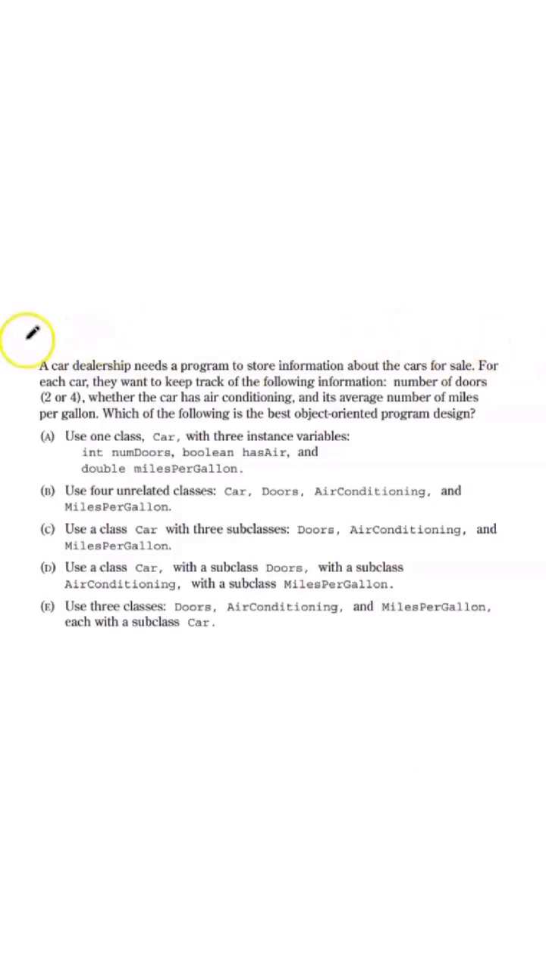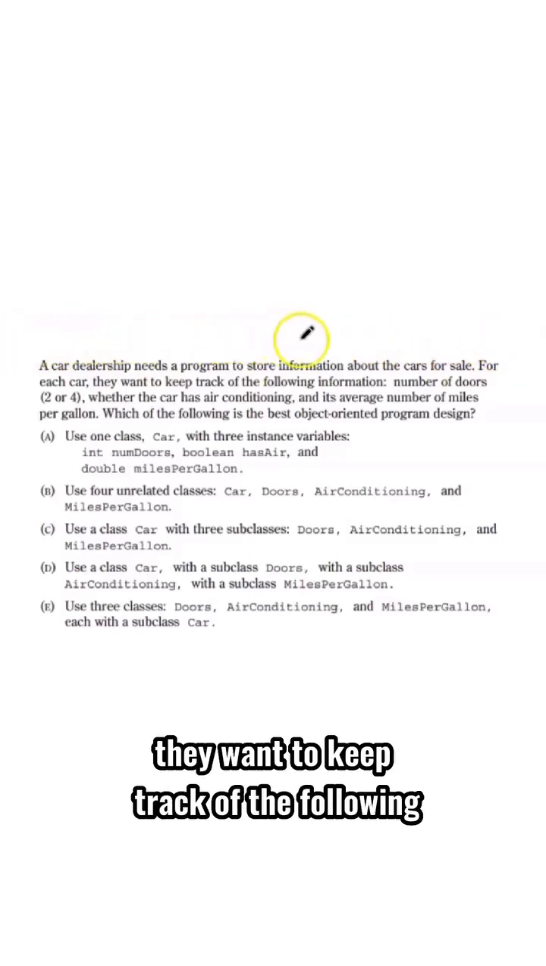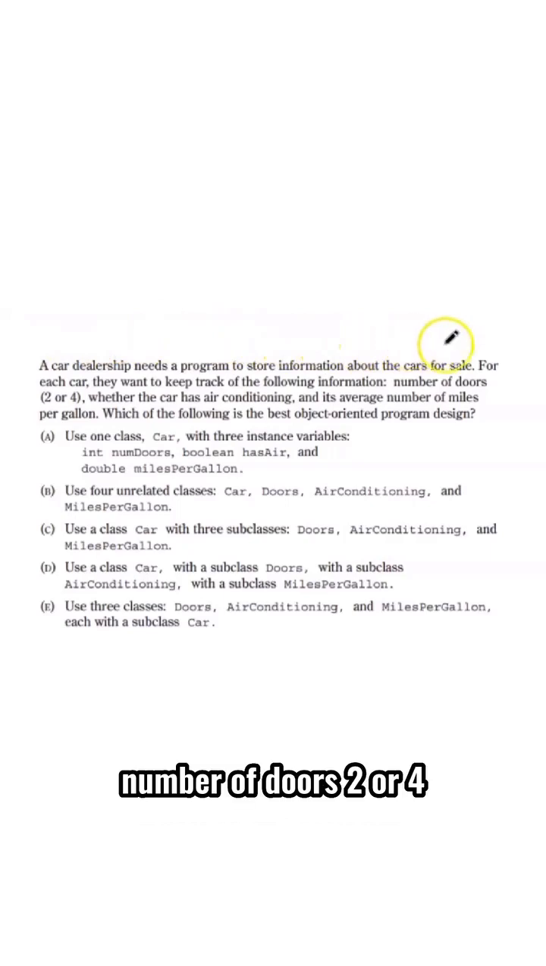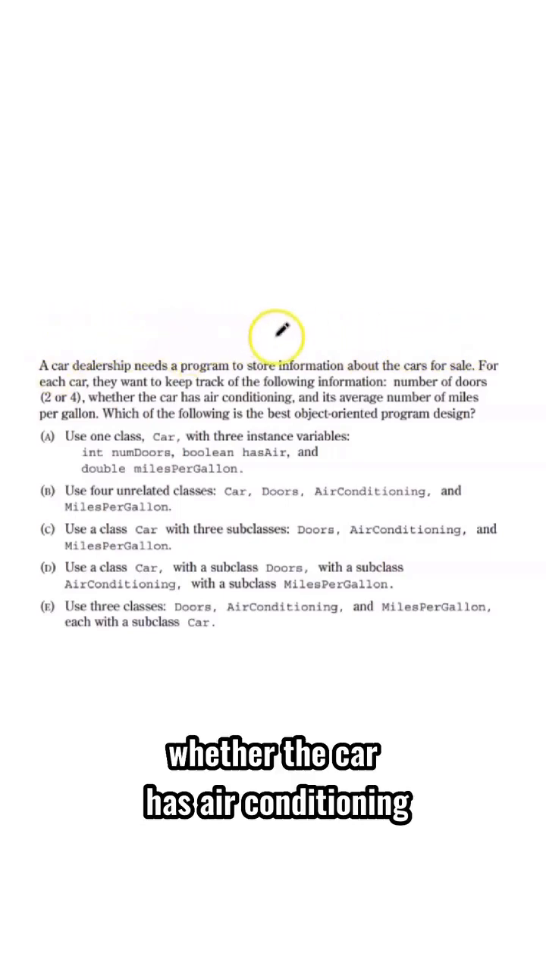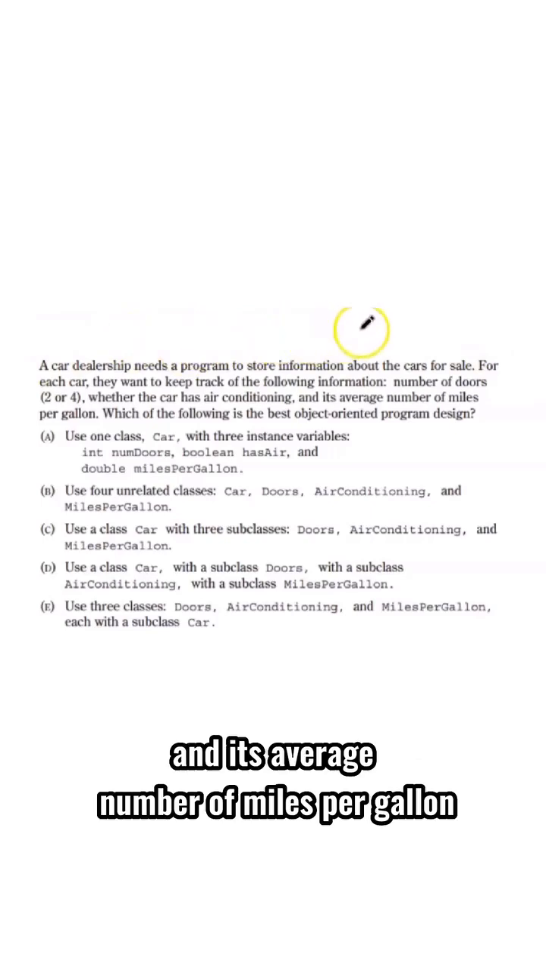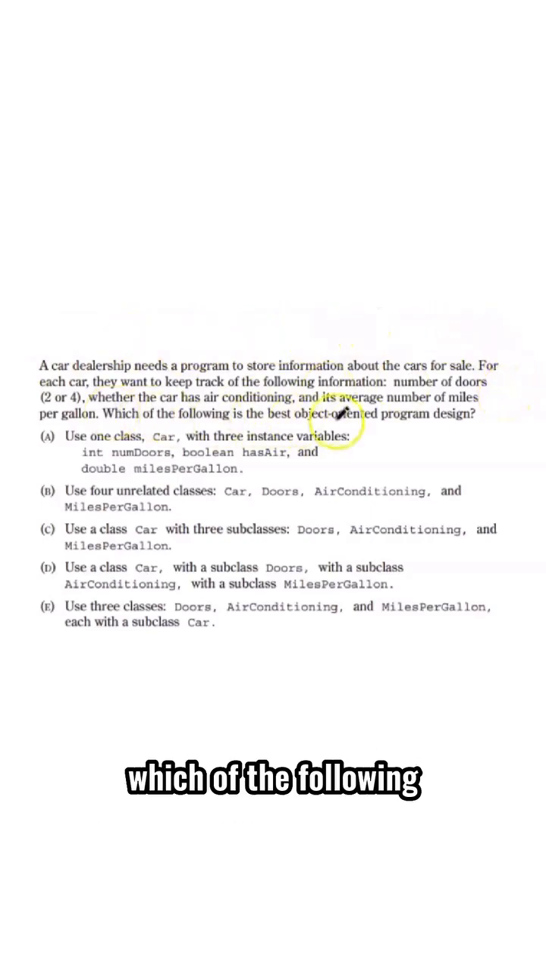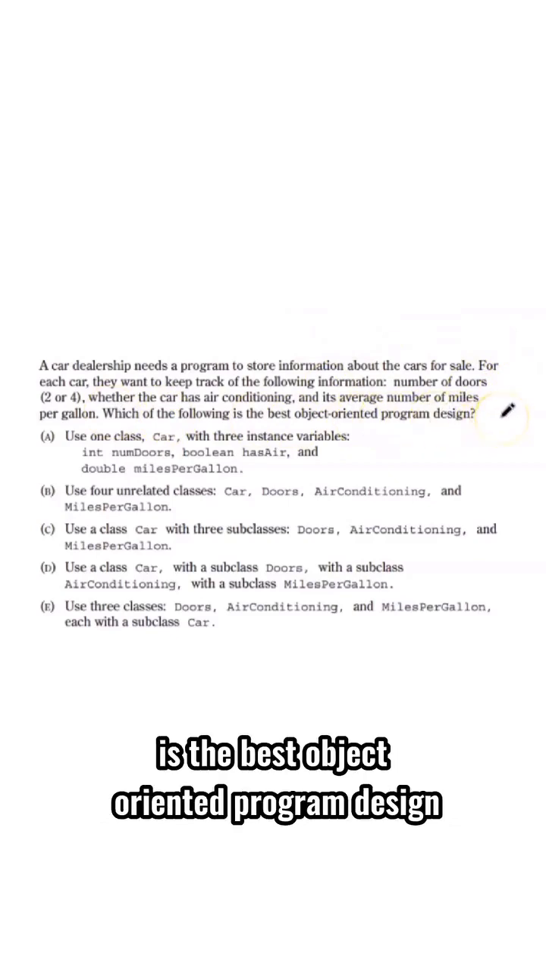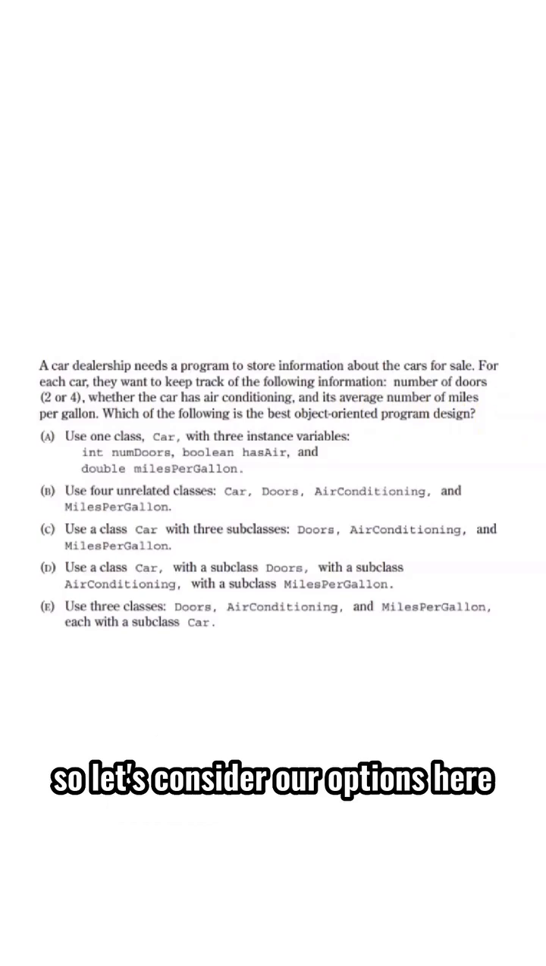sale. For each car, they want to keep track of the following information: number of doors, 2 or 4, whether the car has air conditioning, and its average number of miles per gallon. Which of the following is the best object-oriented program design? So let's consider our options here.